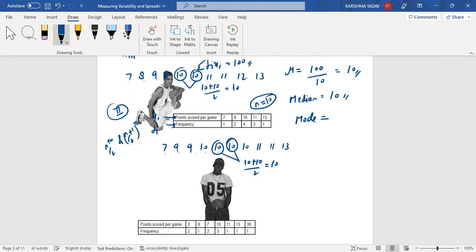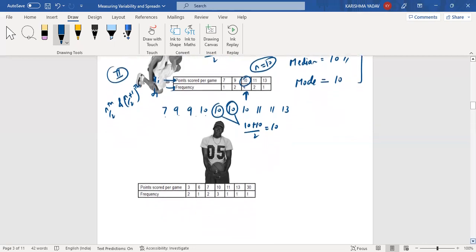Okay, now which one is the mode? What is the mode here? The mode is the one which has the highest frequency. So the highest frequency is 4 here. So the mode is 10. 10 points has a frequency of 4. The mode is 10. So here mean, median, mode, all three are equal to 10. Okay. Now let's talk about the third player.